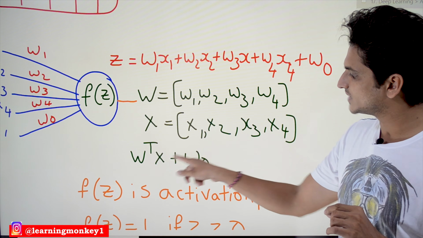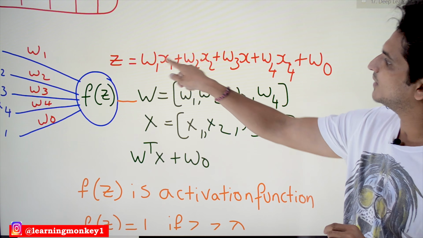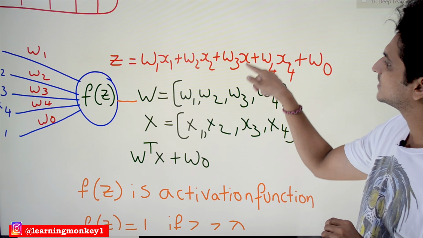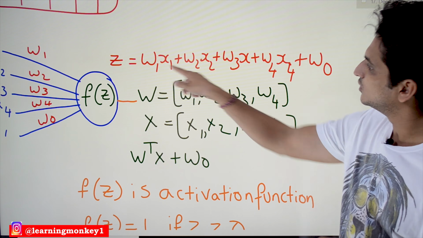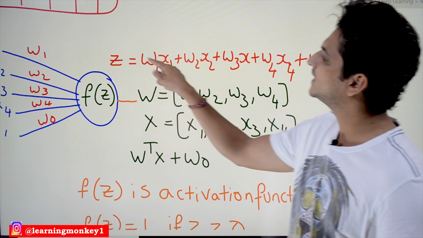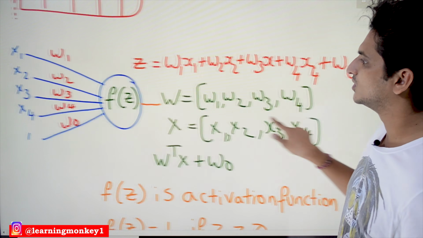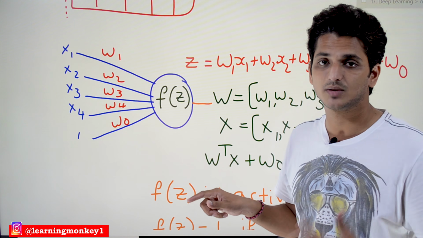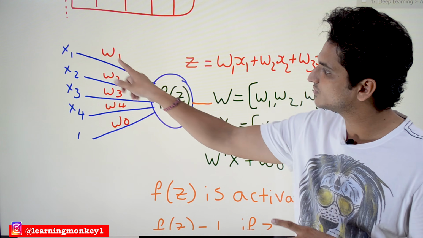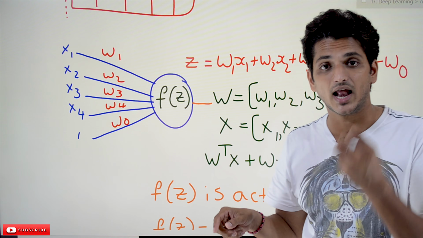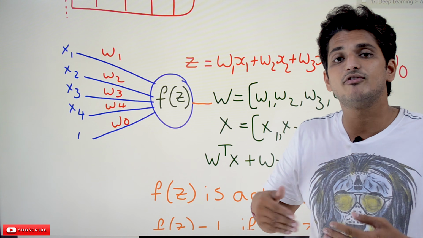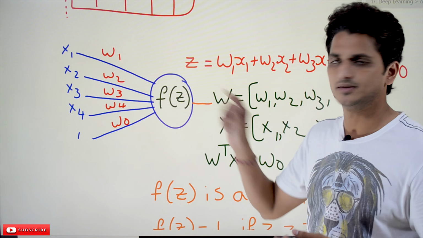So W transpose x plus W0 is W1 x1 plus W2 x2 plus W3 x3 plus W4 x4 plus W0. This calculated value, we call it Z. So this is what is happening in the perceptron. It will calculate W1 x1 and so on. That value we got here is Z. For this value we are applying a function f of Z.